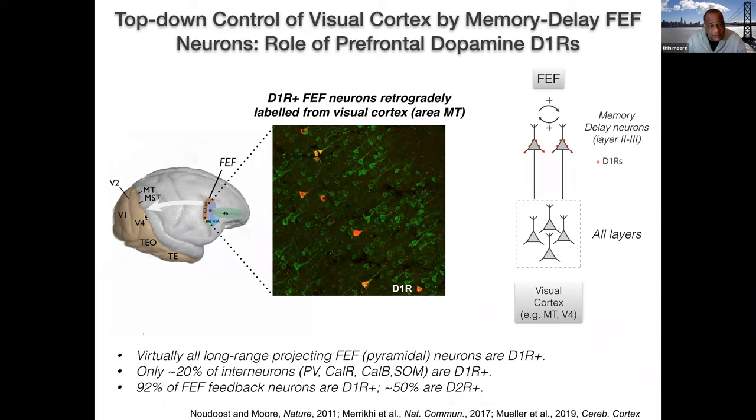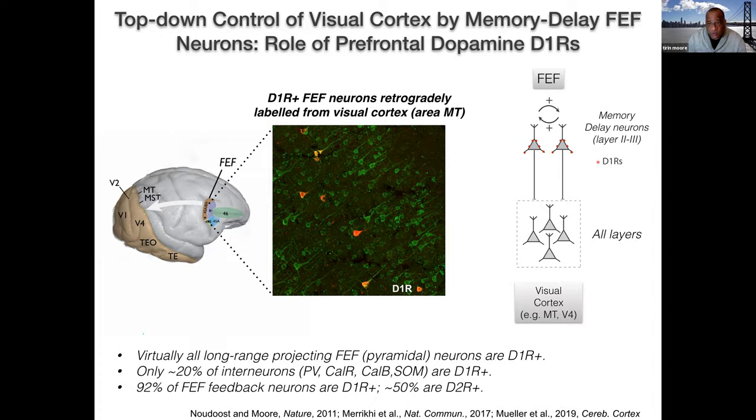If you label cells with retrograde tracers from extrastriate cortex, area MT or area V4, and you co-label them with dopamine receptors to identify the dopamine receptor expressing neurons, you find that almost all the neurons that project back to extrastriate cortex express dopamine D1 receptors, in contrast to only about half expressing dopamine D2 receptors. And also in contrast to local interneurons, such as parvalbumin or calretinin, that express dopamine D1 receptors. So we know that this circuit involves neurons that express dopamine D1 receptors disproportionately, that they have memory delay activity, and that they synapse largely on pyramidal neurons in visual cortex.